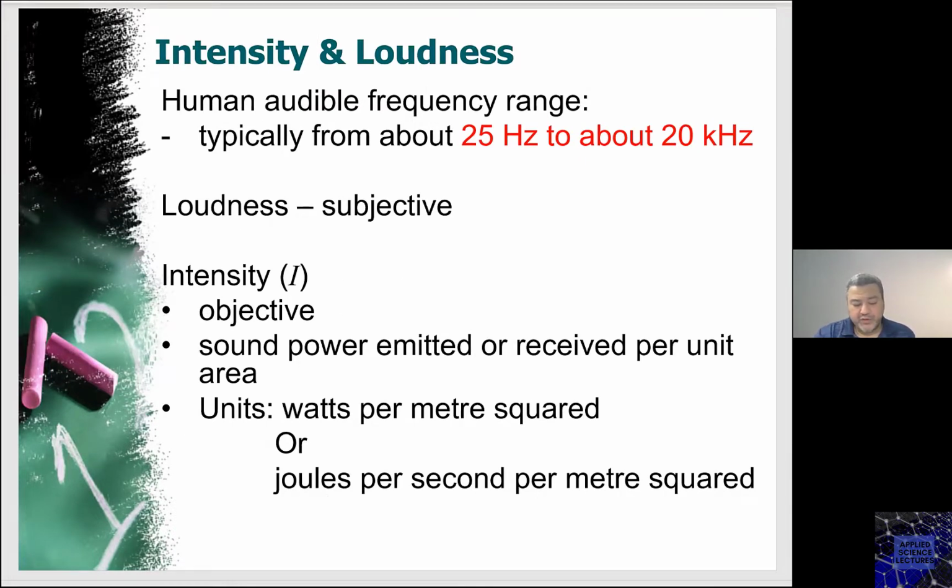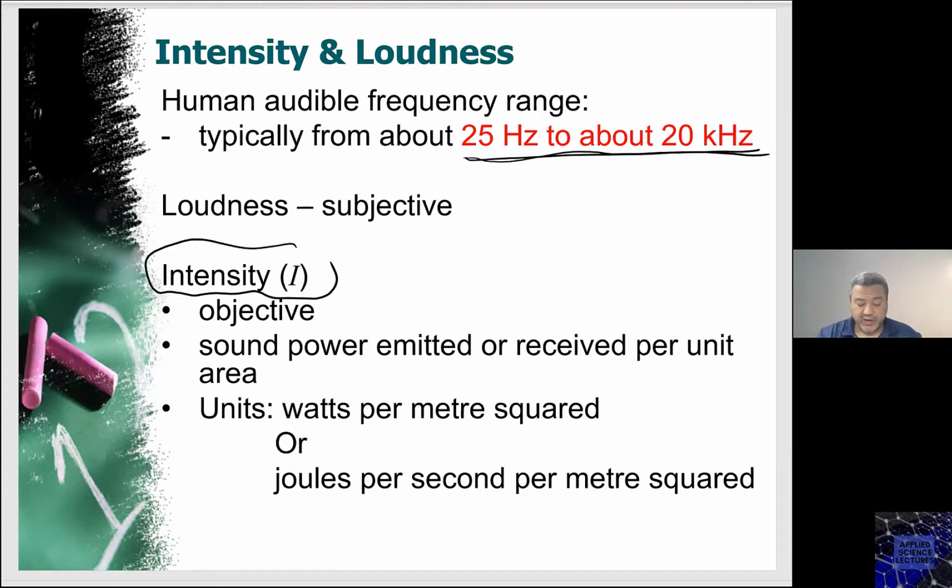Now we will introduce the intensity and the loudness of the sound. The human audible frequency range goes from 25 hertz to 20 kilohertz. Above 20 kilohertz, most human beings will not be able to hear the sound, and even some ears go below that. But on average, it is between 25 hertz and 20 kilohertz.